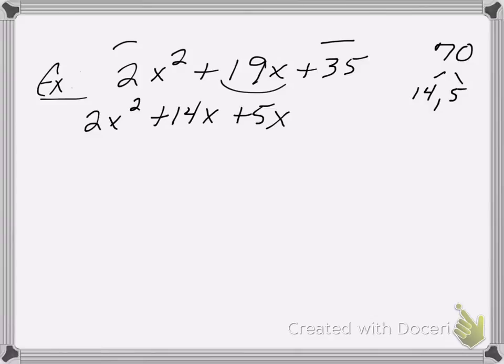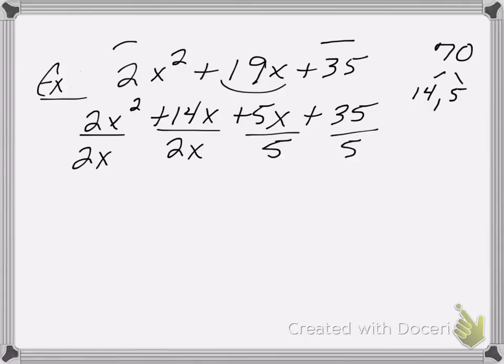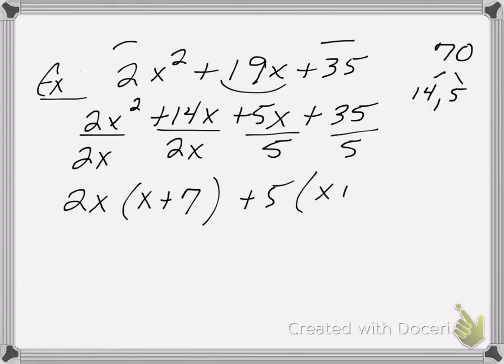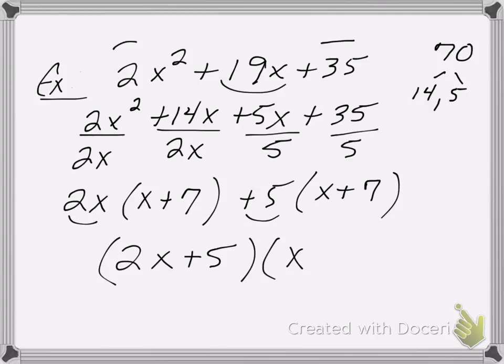So we took 19x and we're splitting it and bringing the end numbers down. We'll factor by grouping. That will leave me with 2x times x plus 7 plus 5 times x plus 7. The parentheses match, and you end up with 2x plus 5 times x plus 7, and that will be your final answer on that one.